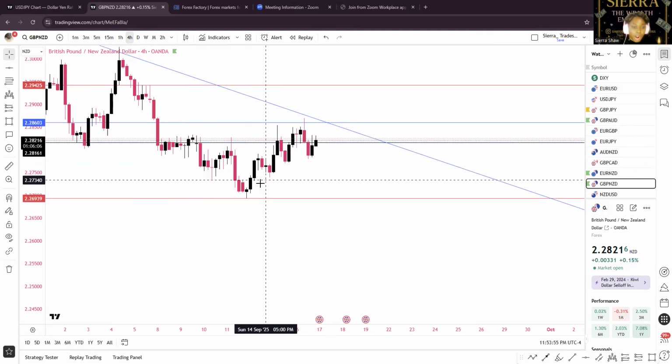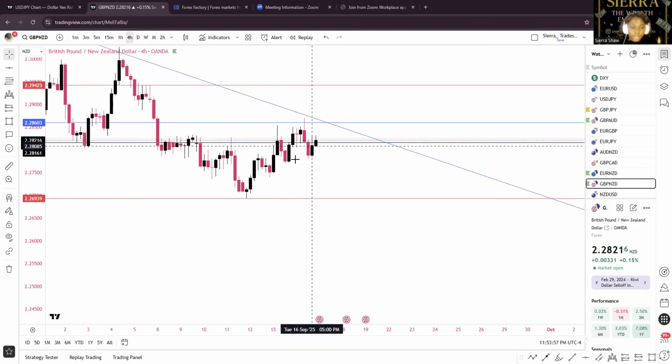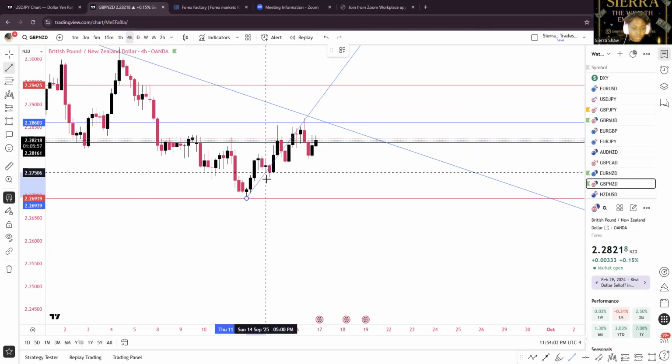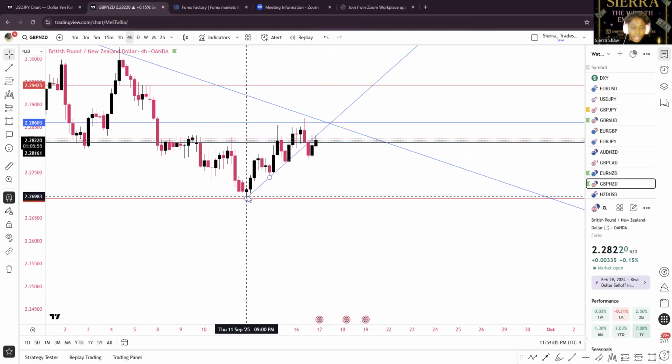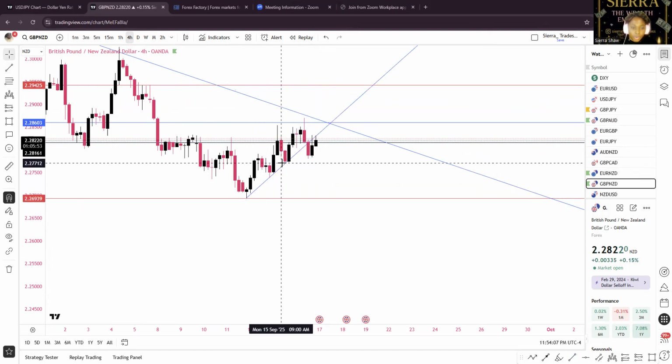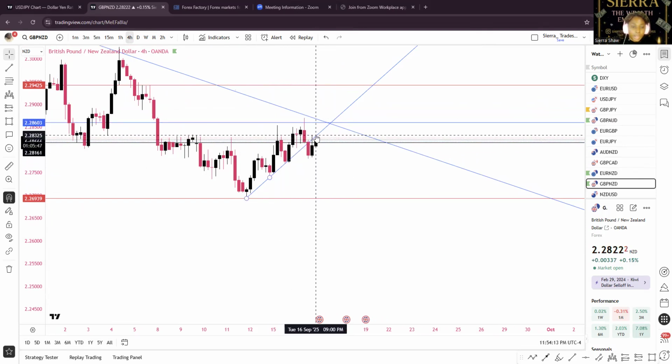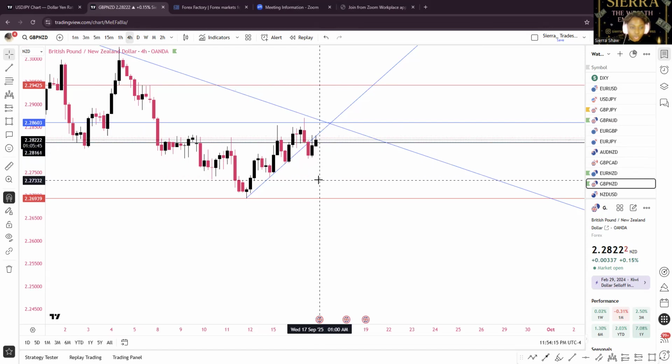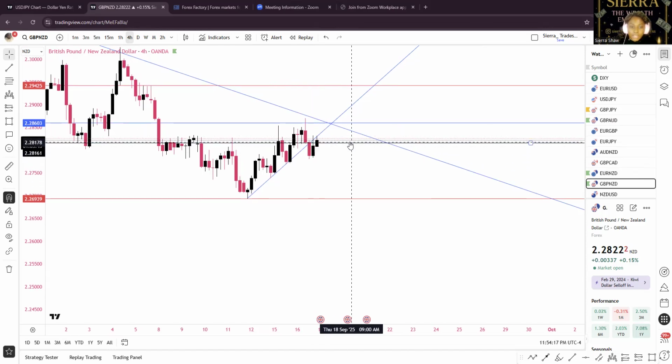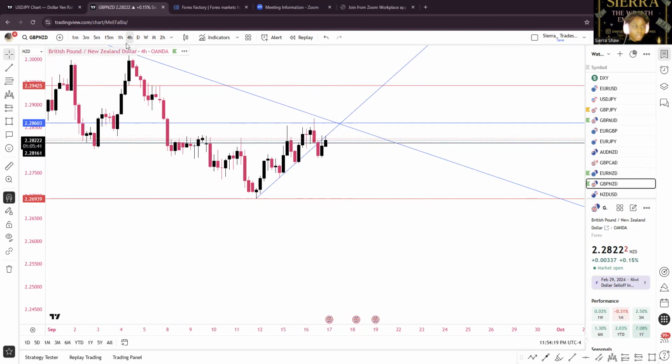Here on our 4-hour, I have my trend line drawn here, right? You just need 2 points of rejection here. And we got 1, 2, 3 points of rejection off this trend line. Now price broke through it and retested it. And what we would expect to see is for price to continue lower. But it looks like price is having a hard time leaving this area here.